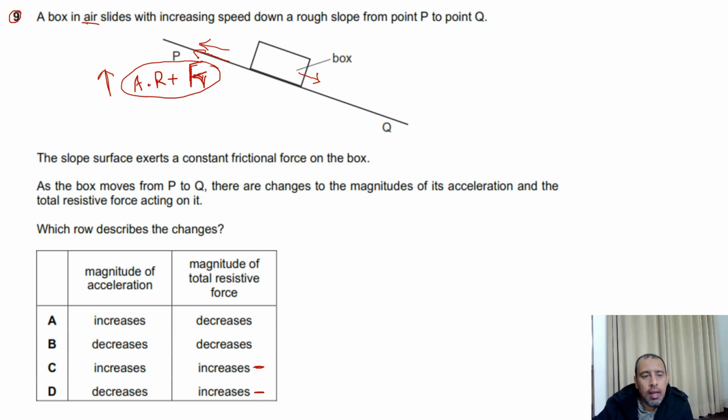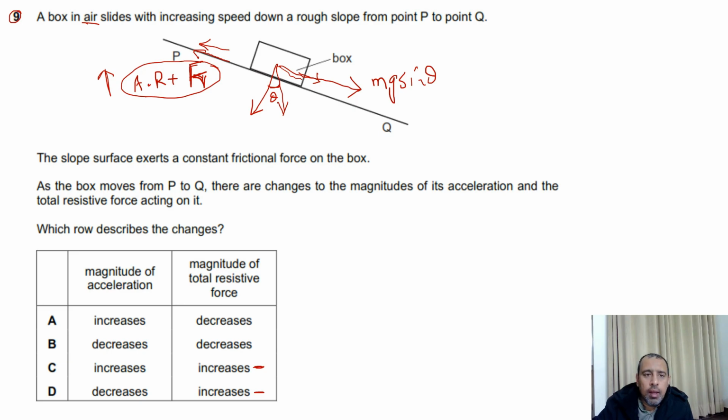Got it? And now the magnitude of the acceleration. It means there are two forces acting on it. The downward force is the component of the weight, which is acting in this way. If this weight is over here, one of the components is in this way and the other component is in this way. If this is called angle theta, then this component is called mg sine theta. So mg sine theta is going to accelerate this mass downward.